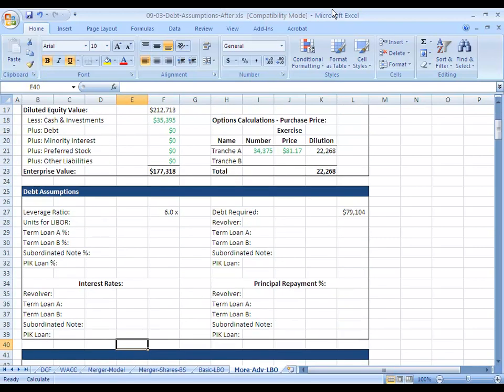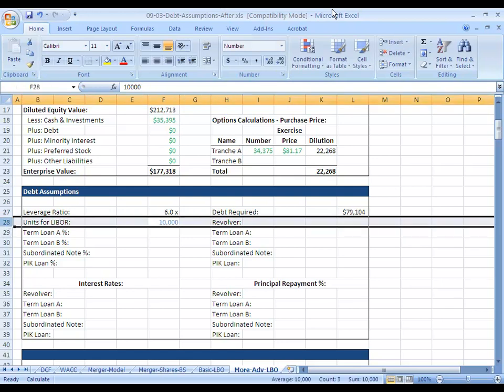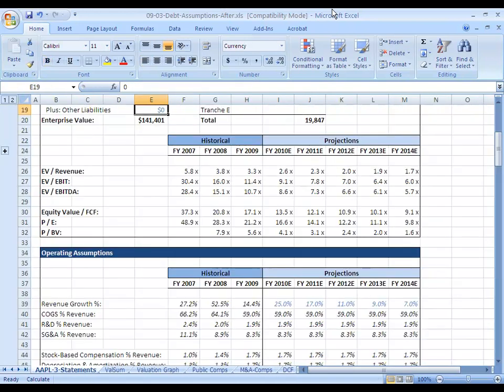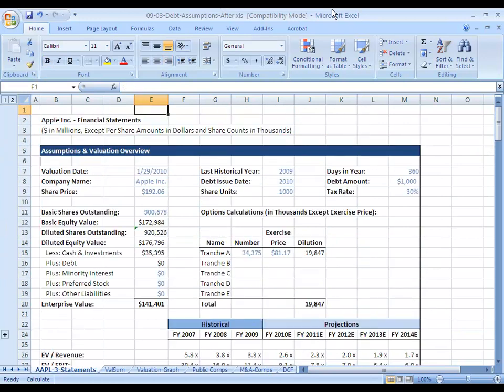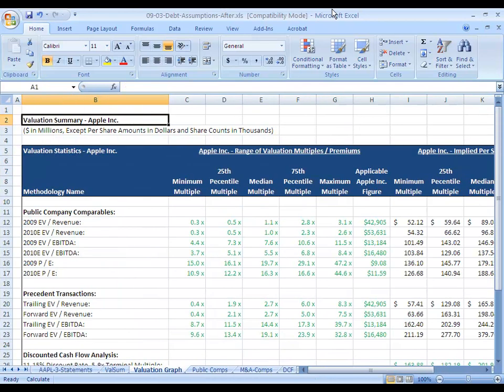This units for LIBOR item, this is just purely administrative. I'm going to enter 10,000 here. This is for something that we'll need later on. It's very similar to the units category that we had at the top of our three-step model right here for share units, except this one for LIBOR is for interest rates rather than shares.